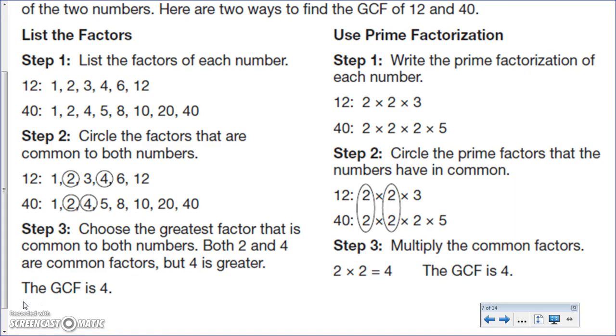You can use either method. I'm going to demonstrate listing the factors through the video, but you are also welcome to use the prime factorization method. You will get the same answer either way.